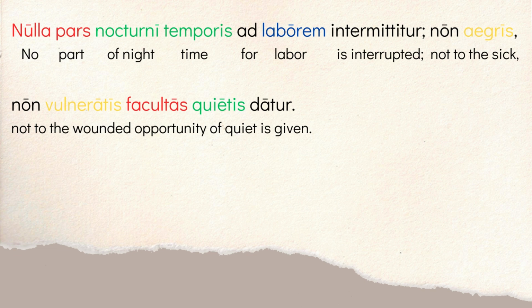So they're working through the night, just to repeat that. It's a little bit odd, but they just keep working through, trying to fix everything. And then you have facultas quietis. So no opportunity, that's your subject there, non facultas, no opportunity of quiet or of rest, datur is given, and then it's given to two people, non aegris, non vulneratis, to the sick, the aegris, or to the wounded, the vulneratis. So they're not allowed to rest. It's so desperate that Caesar's saying they have to work too.